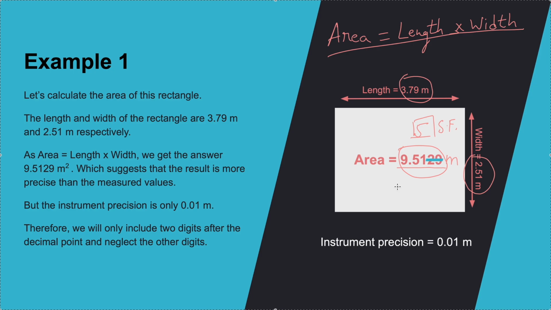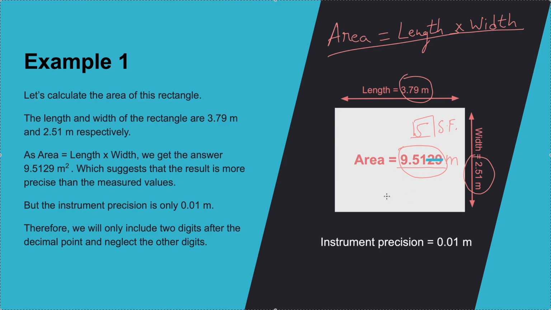Therefore, we can comfortably say that the final value that we got should have the same number of significant figures as the measured values, which is 3 instead of 5. Hence, the final result here will be rounded off from 9.5129 meters to 9.51 meters, which has three significant figures instead of five.